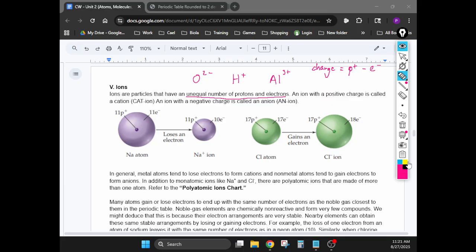Okay, so let's do a little bit of, I guess, just checking up. Let's take a look at oxygen, O2 minus. I want you to go to your periodic table, and I want you to calculate how many protons and how many electrons O2 minus has. Just write it down on your paper.